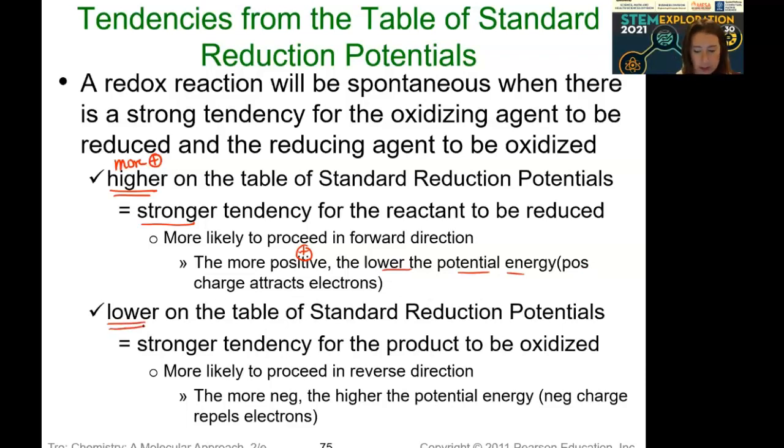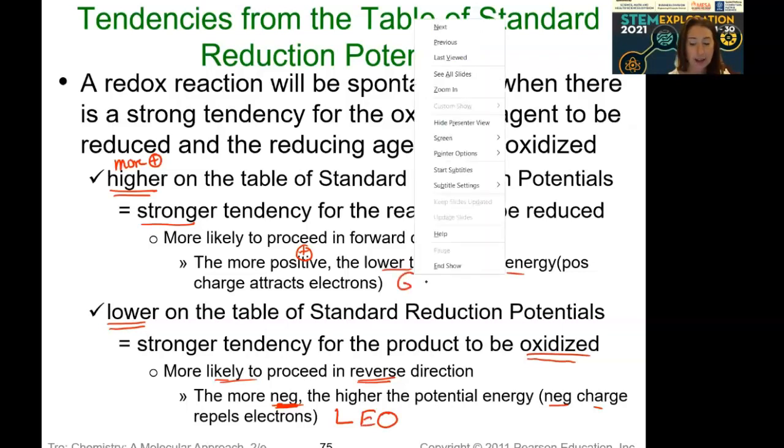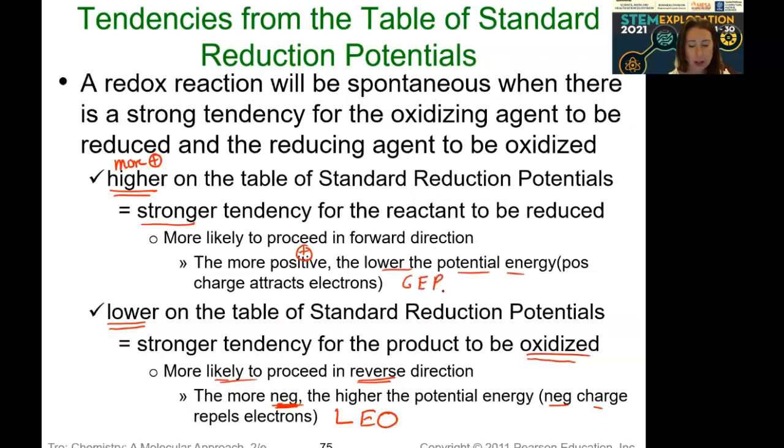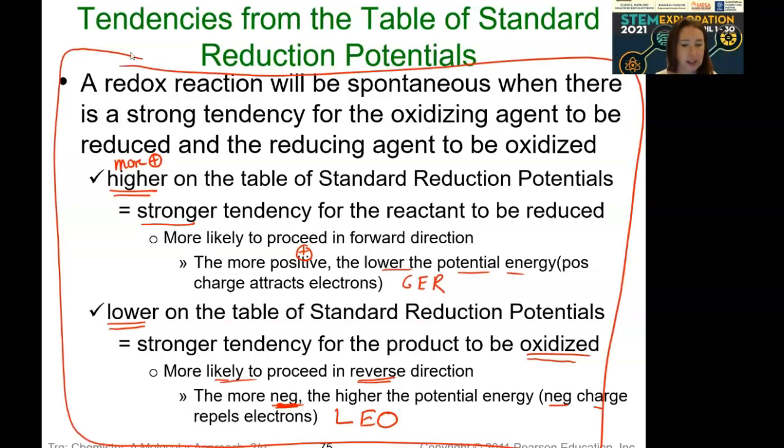If we're lower on the table, more likely to be oxidized, more likely to proceed in the reverse direction. And remember, the more negative it is, the higher the potential energy. The negative charge is going to repel the electrons, right? The more negative it is, the electrons want to leave it, lose electrons, oxidation. The more positive it is, the more likely it is to gain electrons, to be reduced. This is a very big, important slide. It kind of summarizes everything we just did.